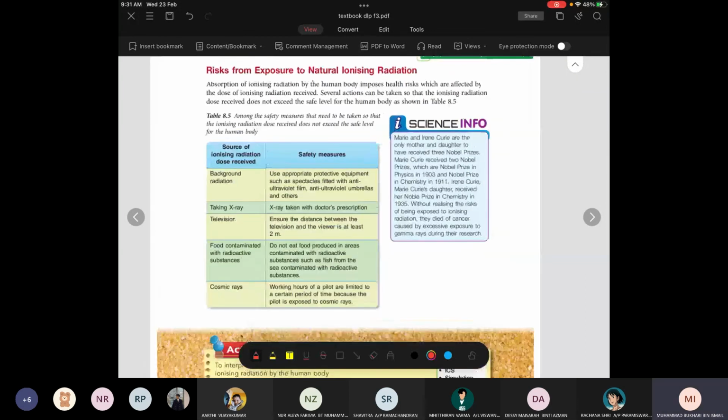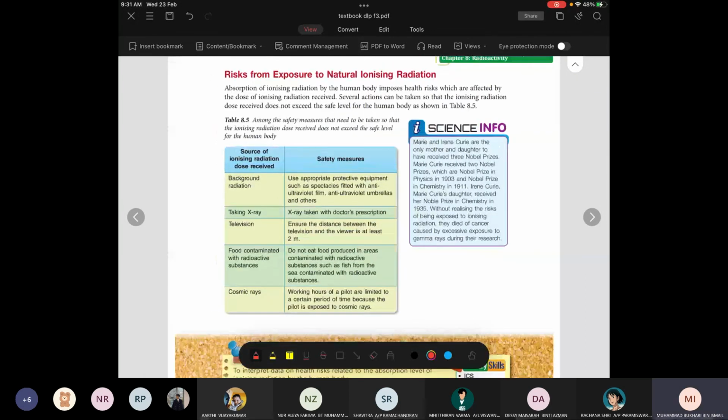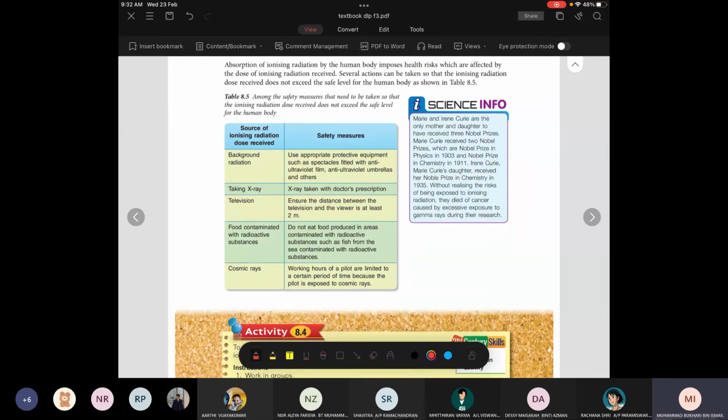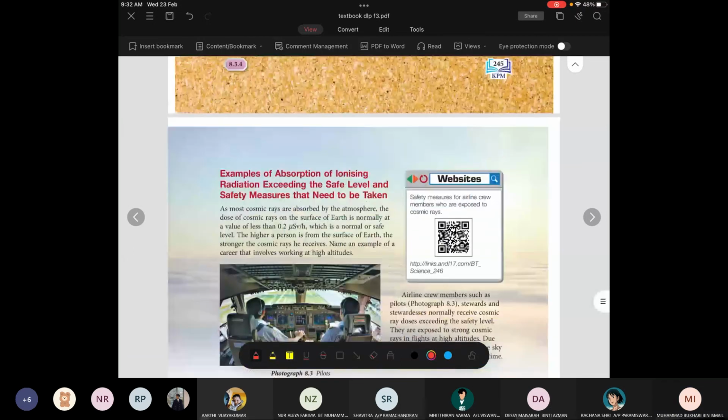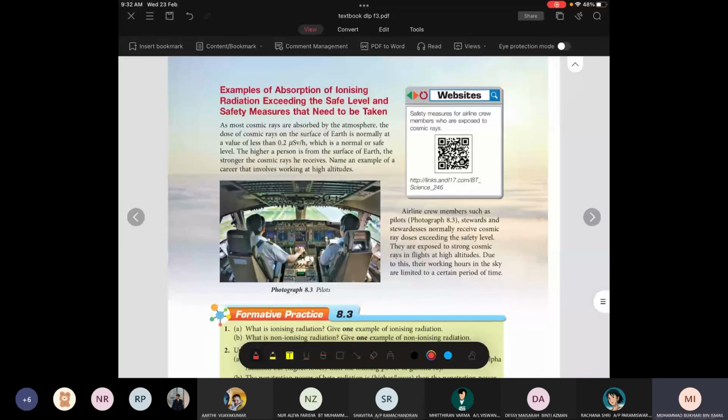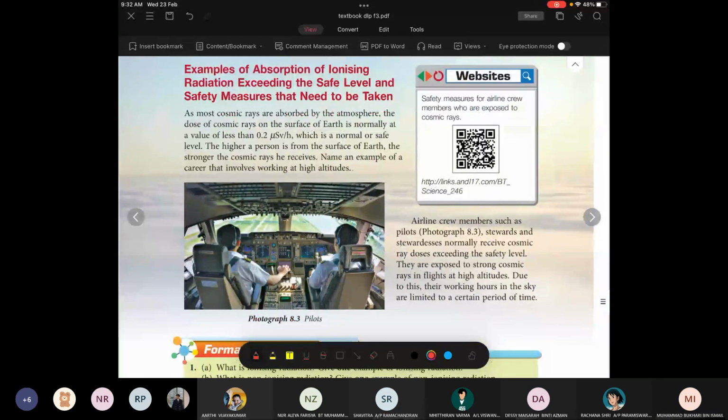Risk from exposure to natural ionizing radiation. This part you just need to read and understand, but I'm not going to read everything here. You can pause the video later and read it. And this one also, you can read it yourself.